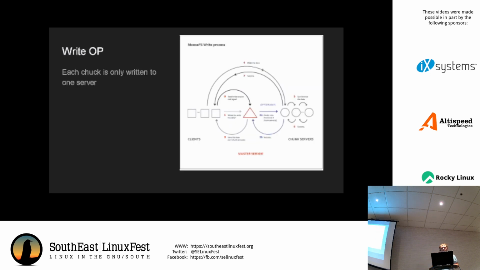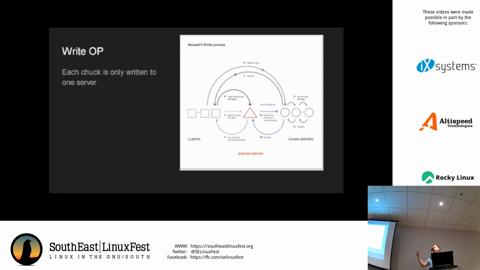A write operation. This one's a little more complicated. It starts off with the client asking the master, where do you want me to write it? The master replying back, first the master will create the chunks on the chunk servers and then tell the client where to find those chunks. The client will then write that chunk to one chunk server. Remember it is doing multiple writes for different chunks, but each chunk itself is only written to one chunk server. The chunk server will then take care of replicating it.